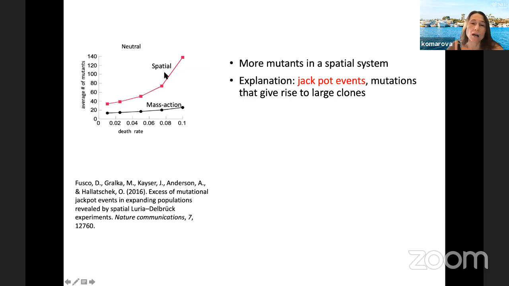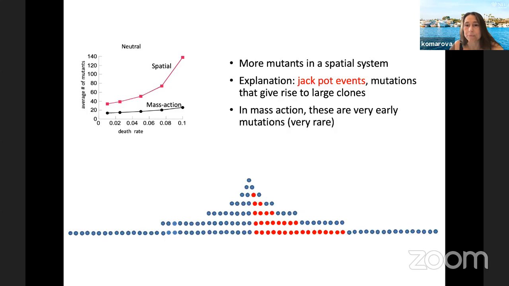And the explanation offered in this paper was the so-called jackpot events. These are mutations that give rise to large mutant clones. So let me explain. In mass action or in a well-mixed system, jackpot events are very rare, okay? So here we look at a growth, exponential growth, mass action growth.